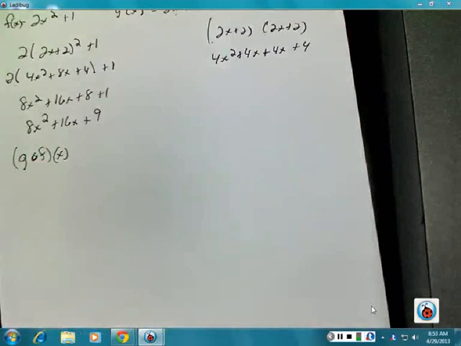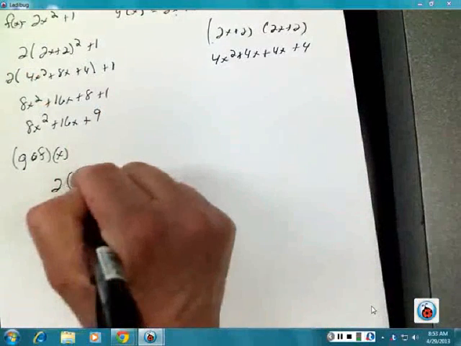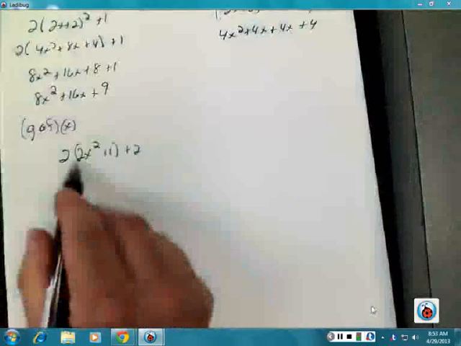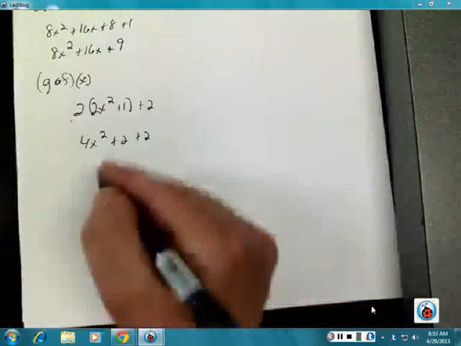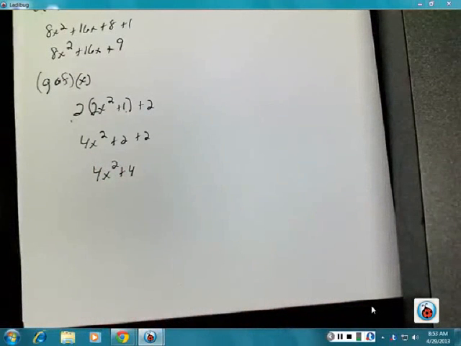And so then we're going to take this one and put it into this one. So we have 2 times 2x squared plus 1 plus 2. 2 times 2x is 4x squared. 2 times 1 is 2 plus 2. This one happens to be the easier of the two. And I get 4x squared plus 4. Okay, if I do a GOF. Alright, so that was that one. And I think you can do 69, correct? Because it's another one just like it. Can I do 70? You guys do 70? It's another one like that.